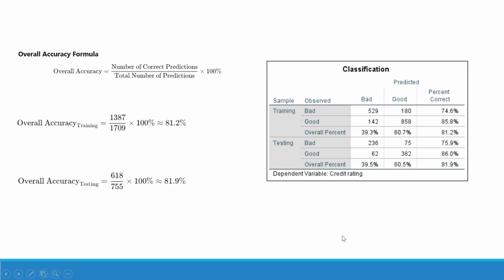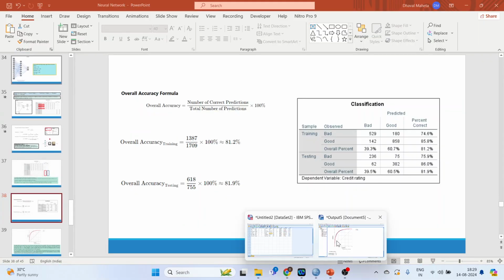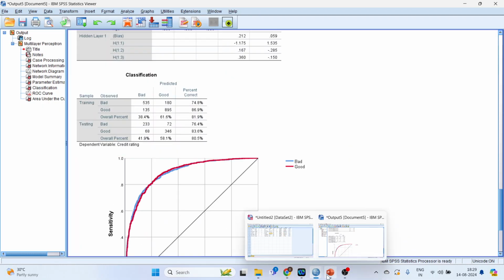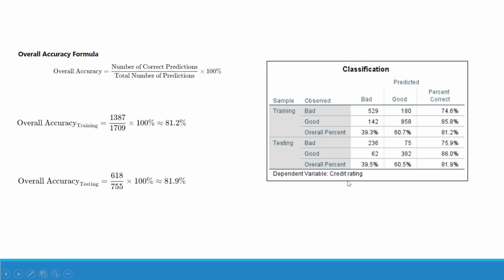The classification table is available here. Let's understand this. We will get the classification table for training as well as testing. The observed data, the original, actual data, is bad credit rating and good credit rating. The predicted data by the neural network model is bad or good.